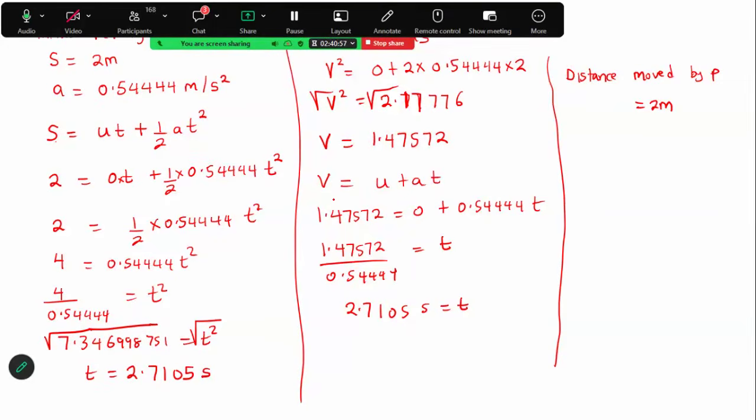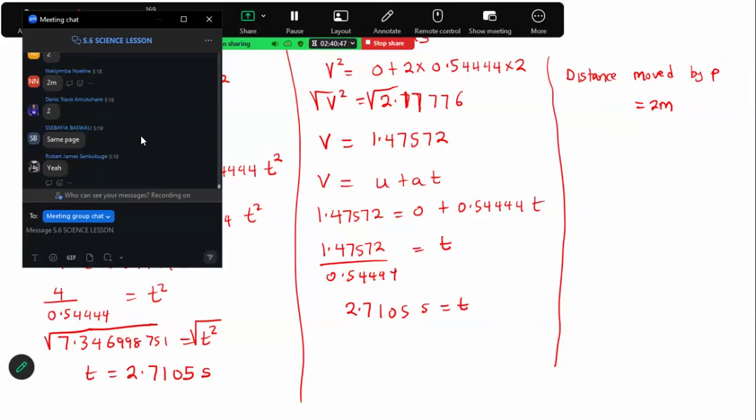Kindly let me know whether we are on the same page. Are we good to continue? Has everyone understood that?